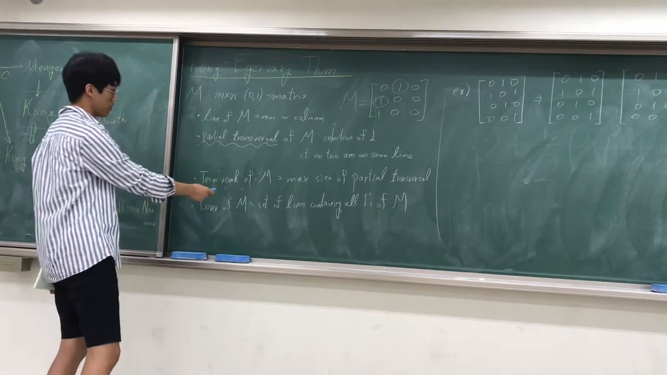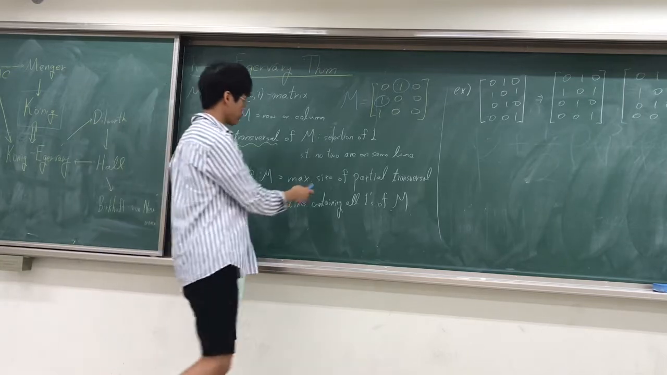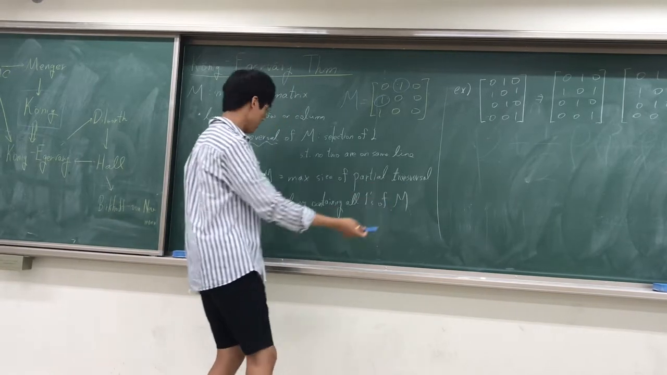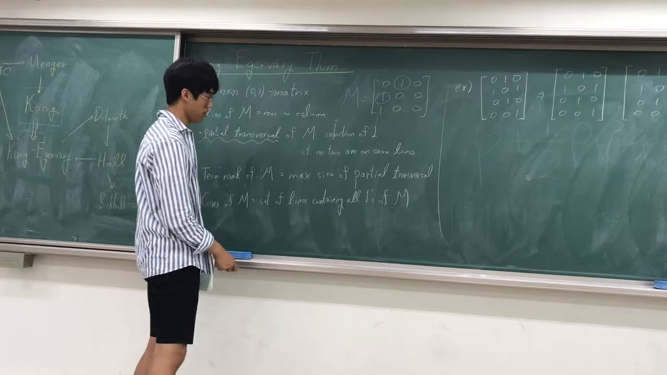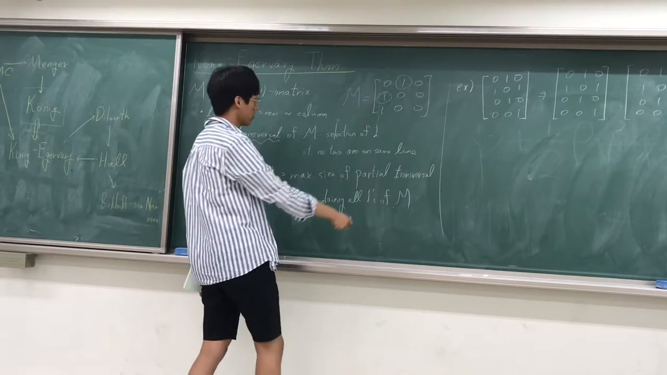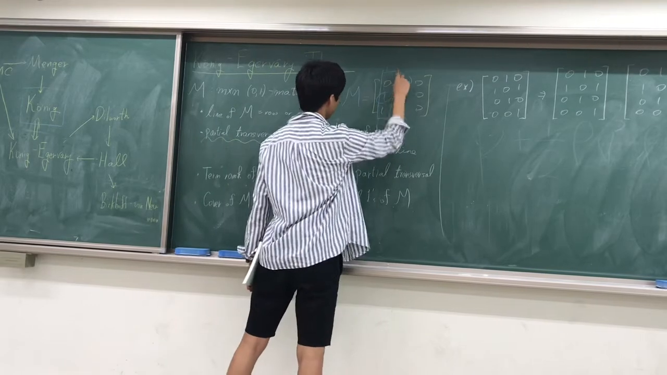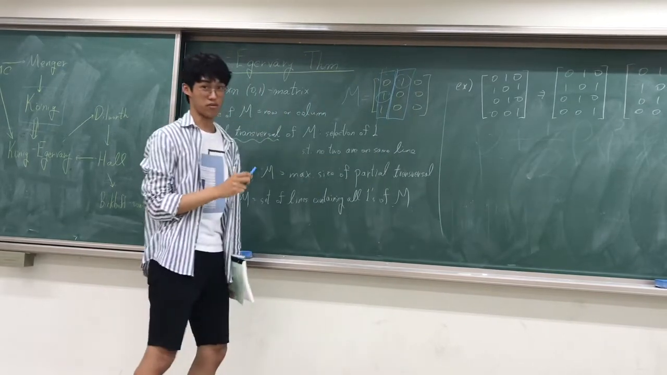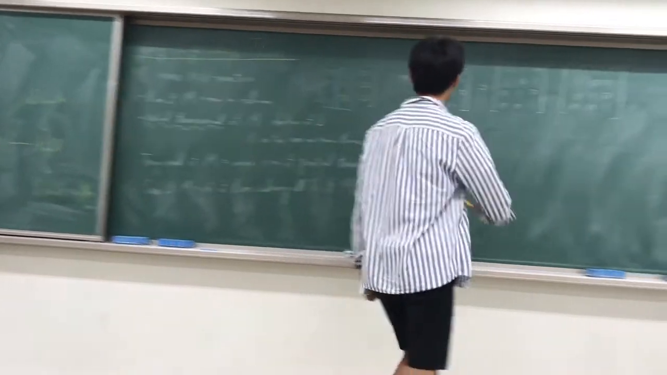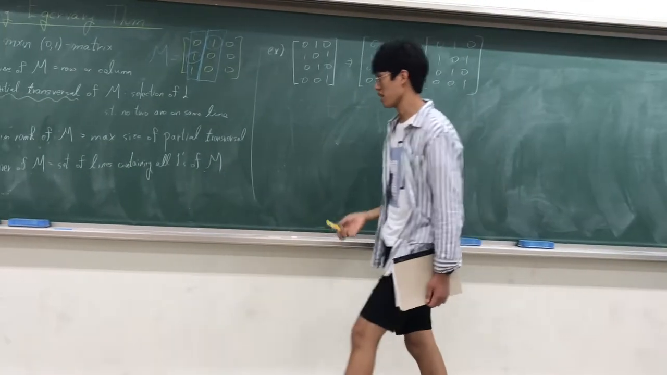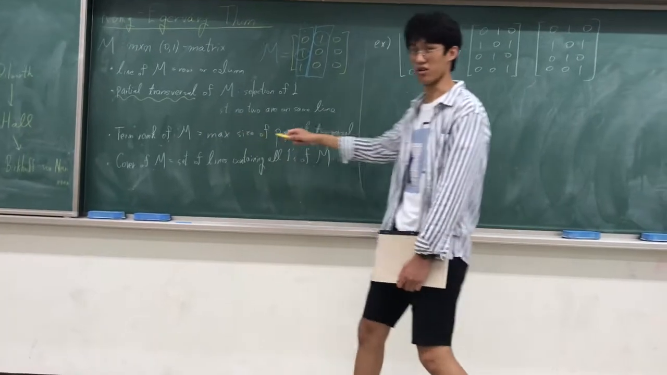And the term rank of M is defined as the maximum size of the partial transversal of M. And the cover of M is the set of lines containing all ones of M. So taking this same example, we say that these two columns form a cover for M since it contains all the ones. Then we're going to see a relation between the term rank and the cover.